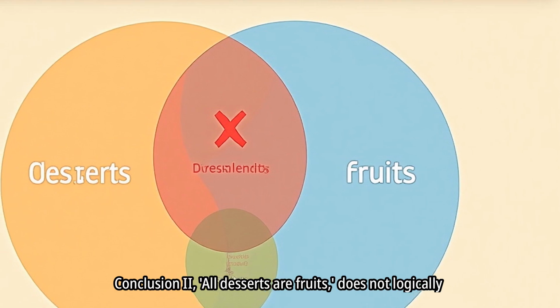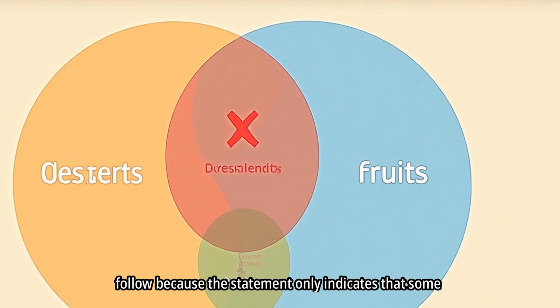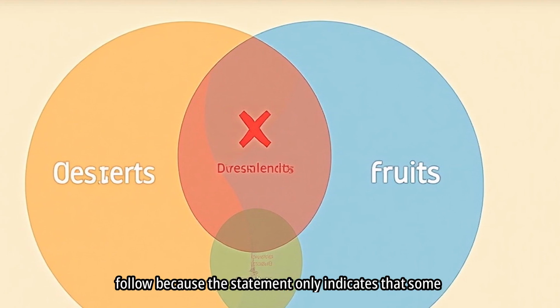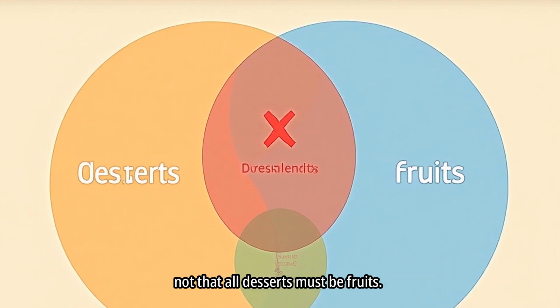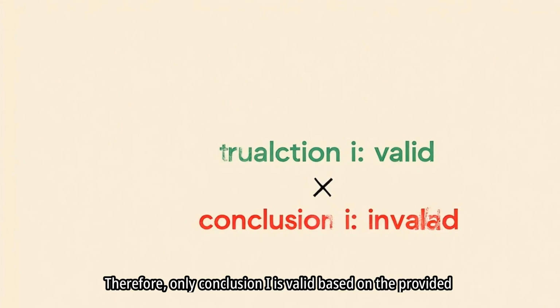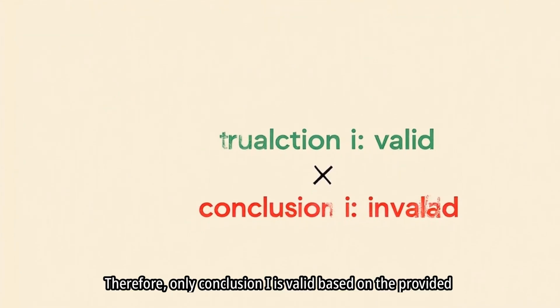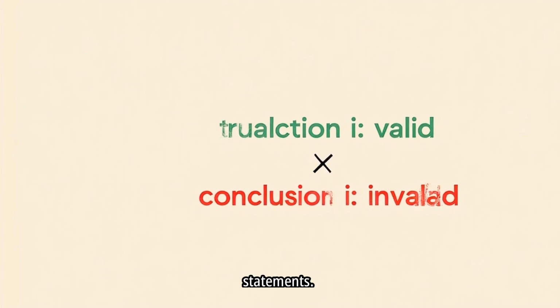Conclusion 2, all desserts are fruits, does not logically follow because the statement only indicates that some fruits are sweet and all sweet things are desserts, not that all desserts must be fruits. Therefore, only conclusion 1 is valid based on the provided statements.